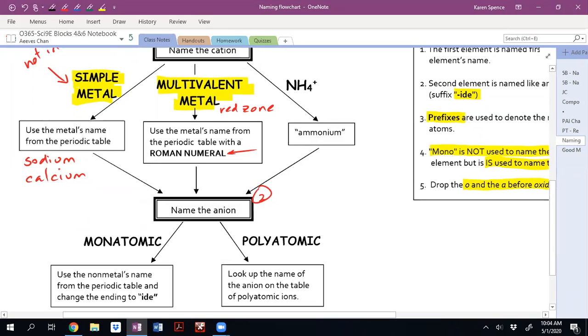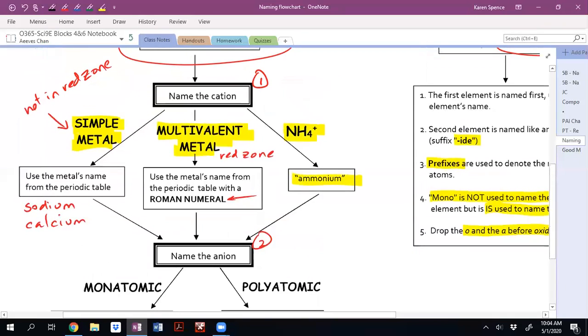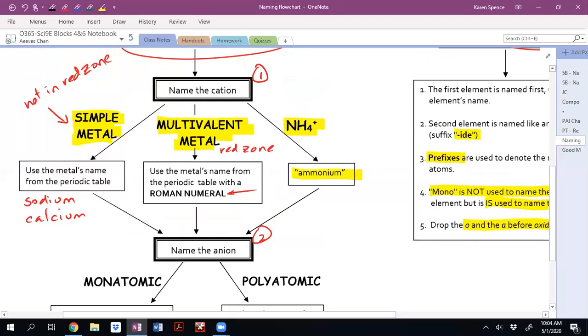And our third choice for our cation, we could have a simple metal, we could have a multivalent metal, or last but not least, we could have NH4. NH4 is actually the easiest one because you just go, oh, it's ammonium. As long as you know that, you just name it. So step number one, name the cation. 3 choices for how to do that.